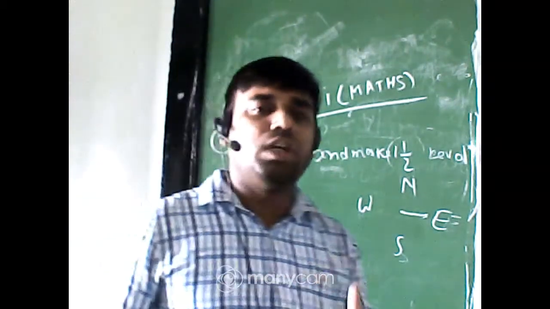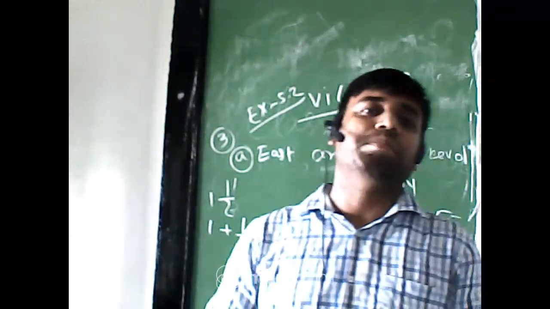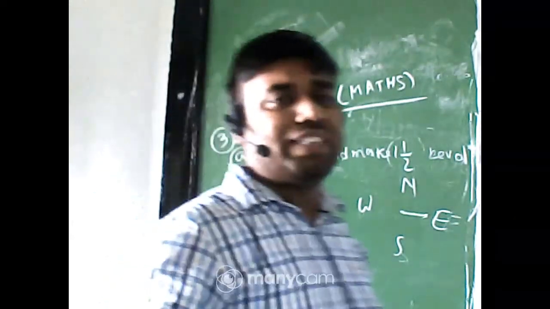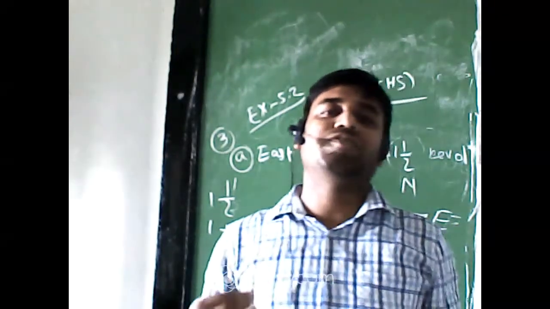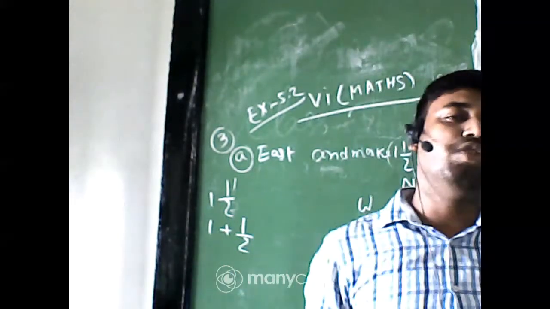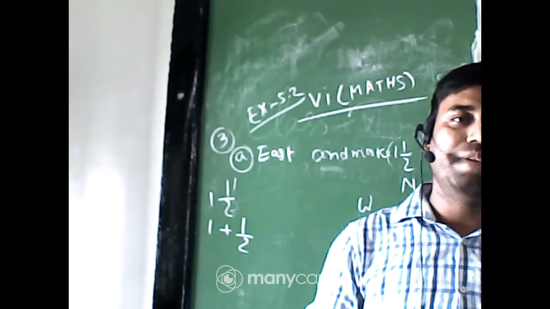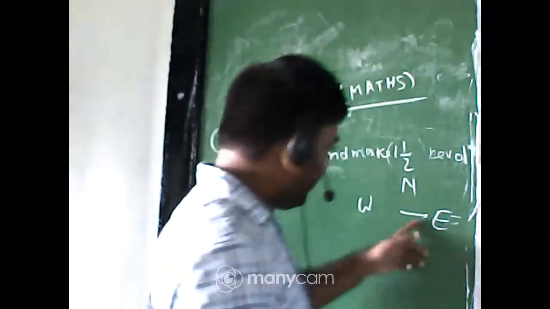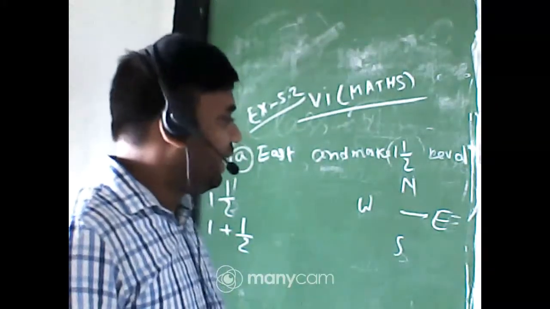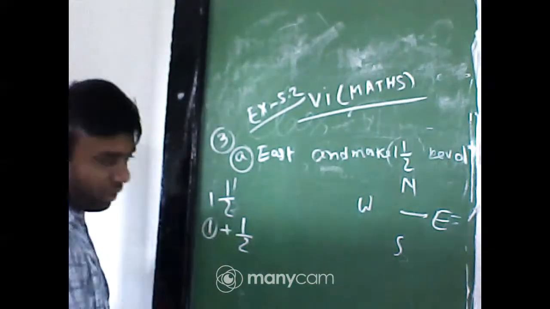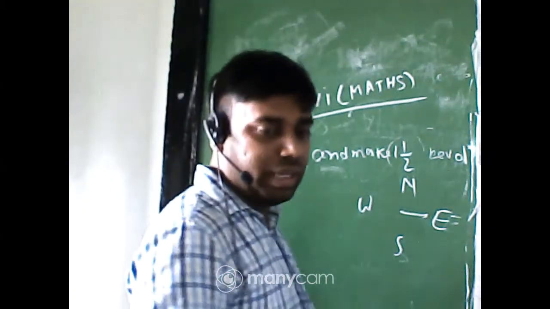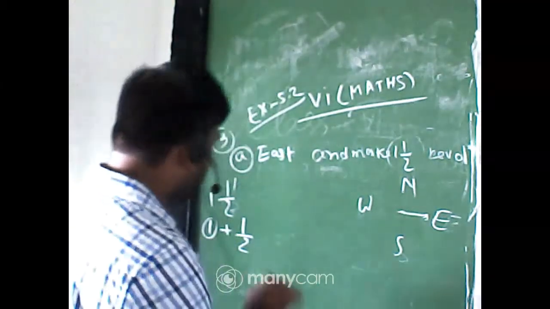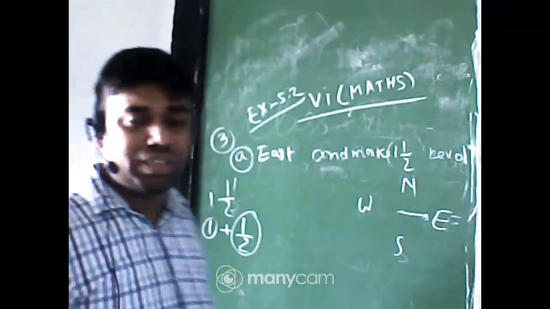Now students, 1 full revolution means you will be facing the same direction. Just think, you are facing north. After one full revolution, you will again be facing the same direction. Here initially the direction is east. After completing one revolution, you will again be facing east, but that is not complete, because 1/2 revolution is left.